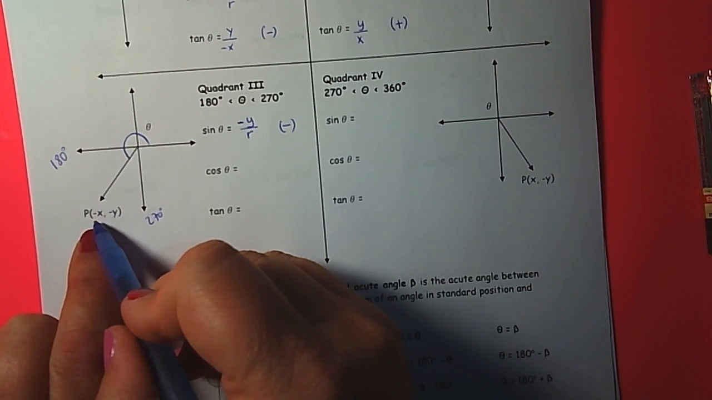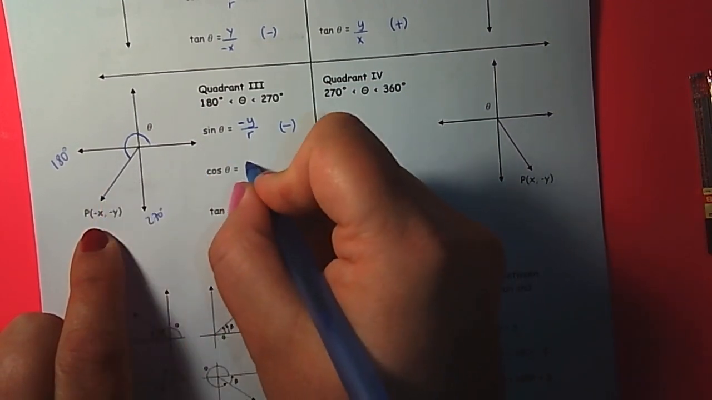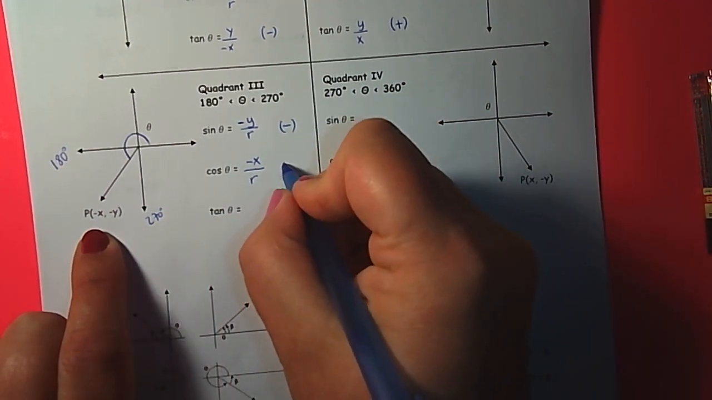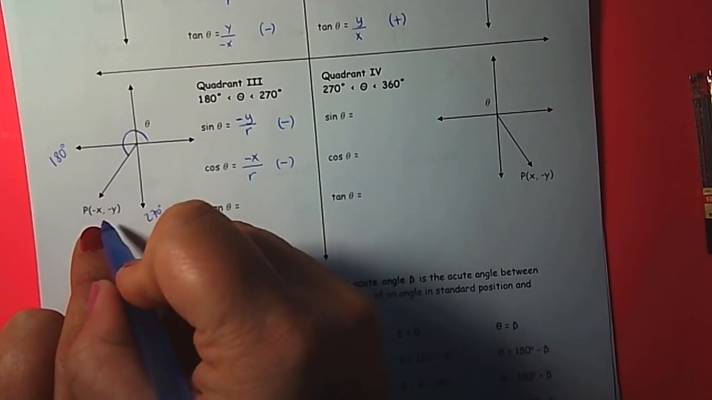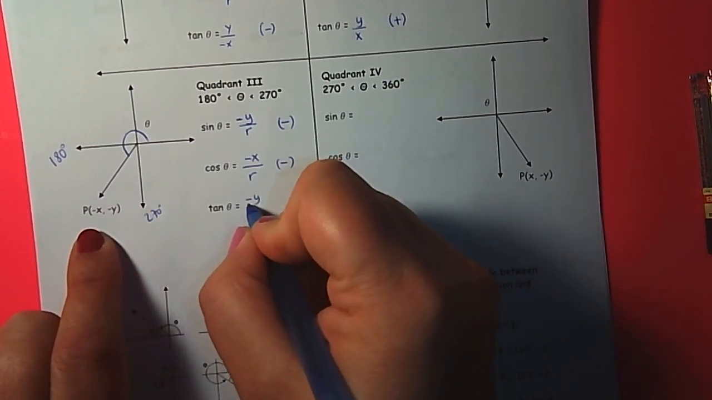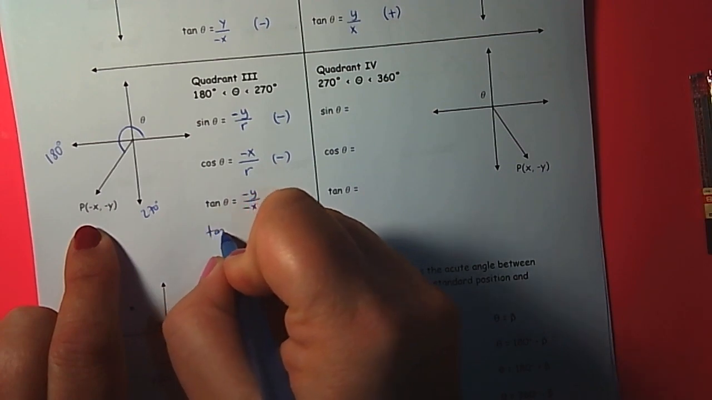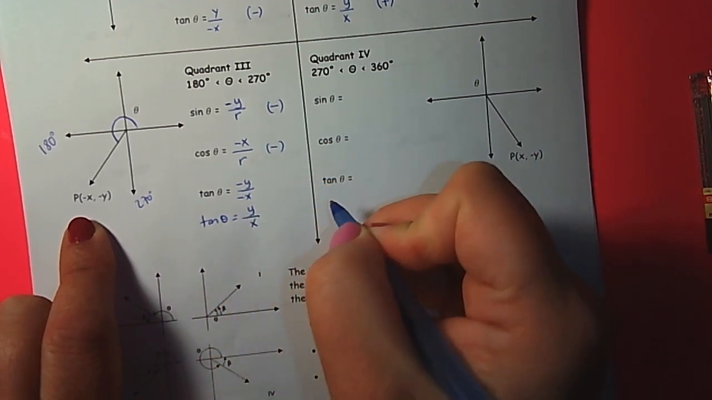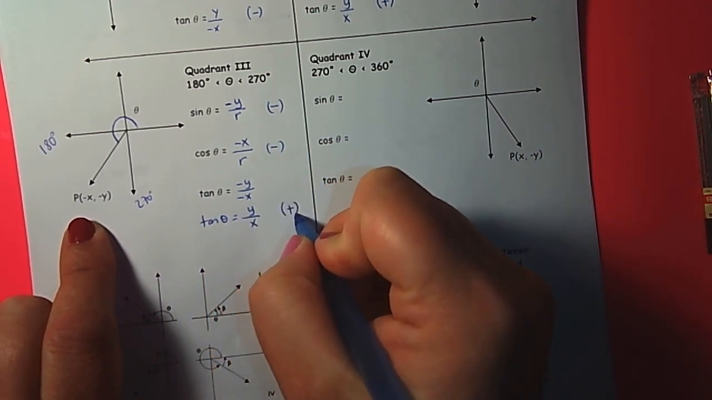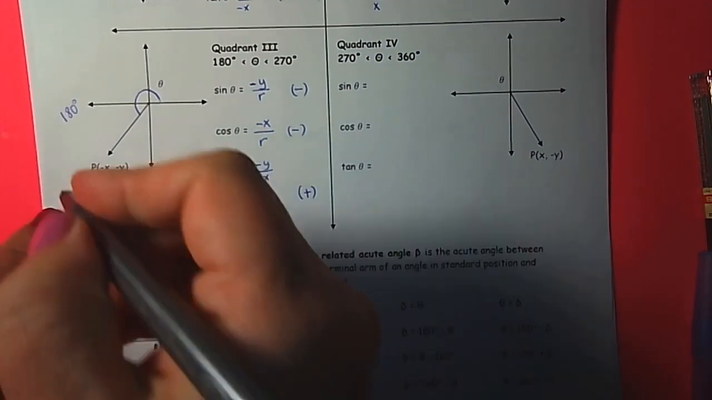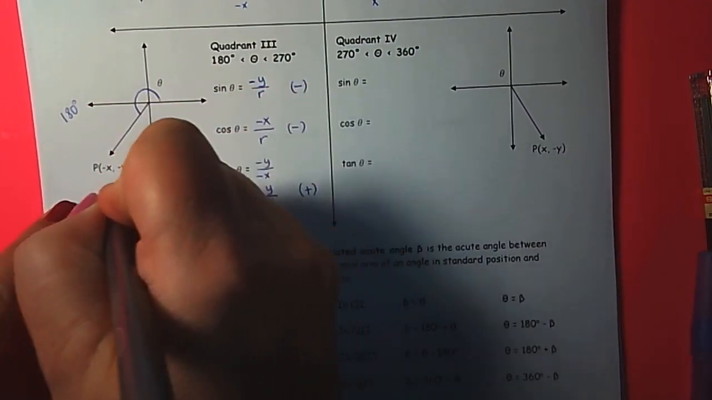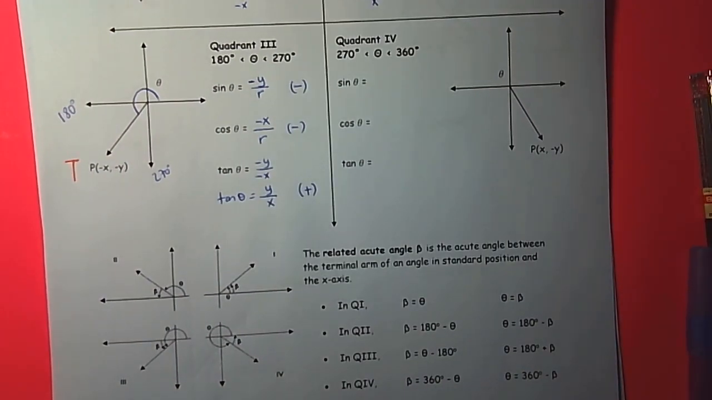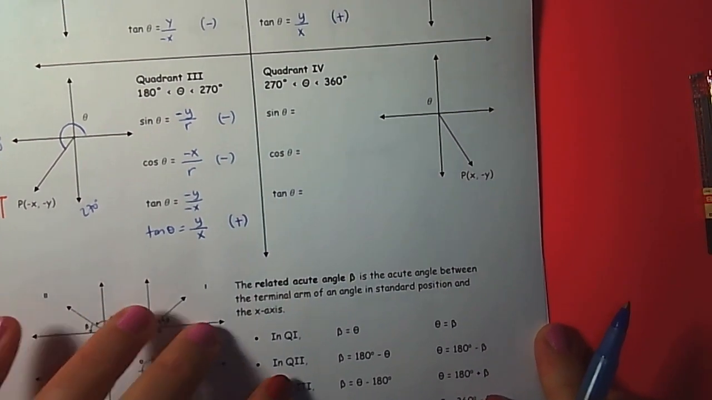So cosine theta is x coordinate. So in the third quadrant, x coordinate is negative. We're going to divide this by r. So again, we end up with a negative value. So tangent theta is y coordinate over x coordinate, negative y over negative x. So negative signs cancel each other, so we end up with y over x. So it looks like tangent is positive in the third quadrant. So only tangent is positive. So I'm just going to put T to represent that only tangent is positive in the third quadrant.